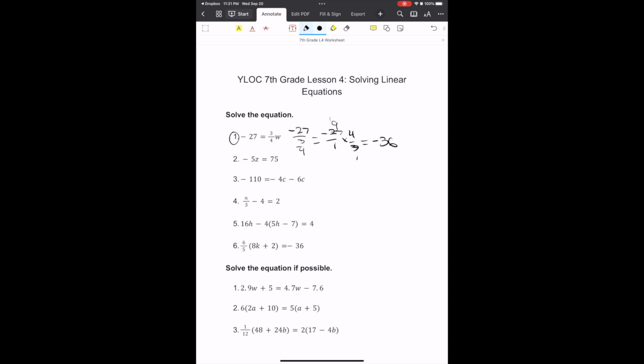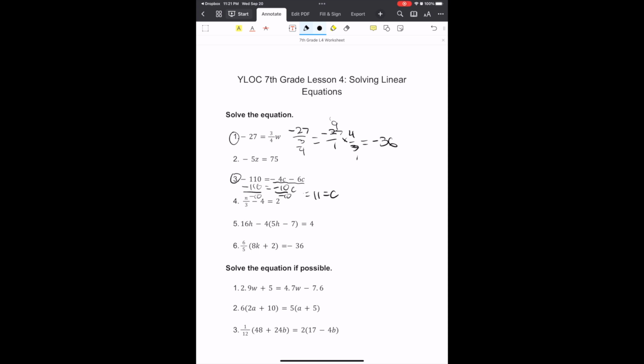Let's do number 3. Negative 110 is equal to negative 4c minus 6c. So first what you're going to do is combine like terms. So negative 4c minus 6c, so you get negative 110 is equal to negative 10c. Then you want to divide negative 10 by both sides, and you should get 11 is equal to c.